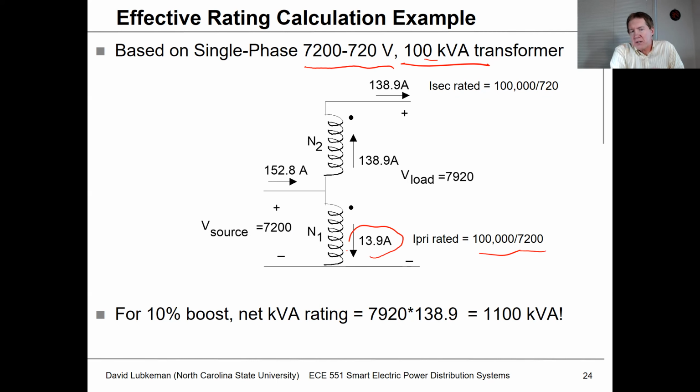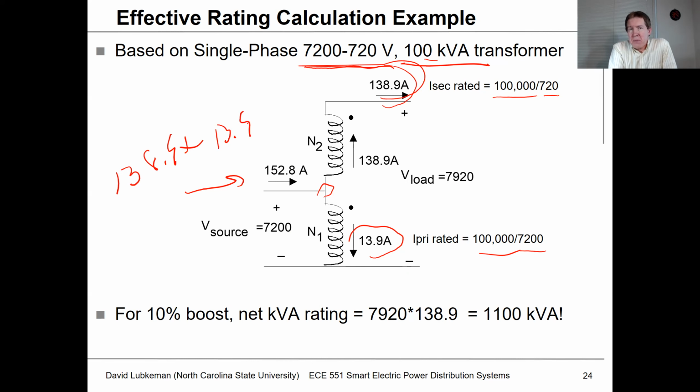that primary winding. Now I make a physical connection here. Then on the secondary side, what I'm going to have for a current rating is going to be that 100 kVA divided by 720. That's going to be 138.9 amps. And the total amount of current we could have on the source side then would be the 138.9 plus the 13.9.